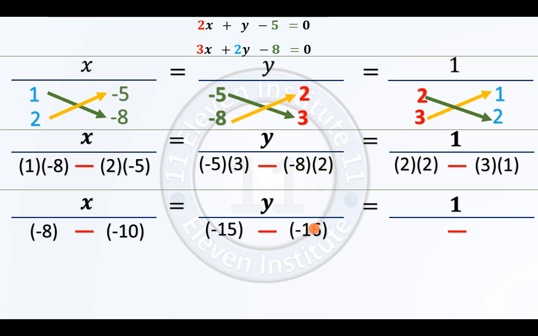Right? Minus 8 into 2 is minus 16. But in brackets. 2 2s are 4. It is a positive number, so also in bracket. 3 1s are 3. This looks like very sophisticated work.